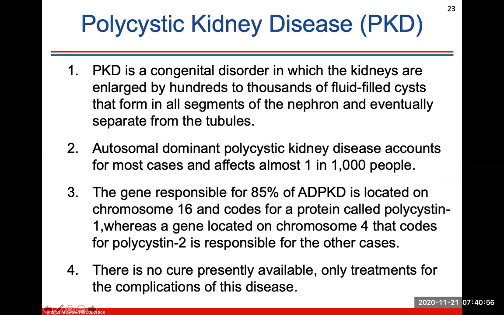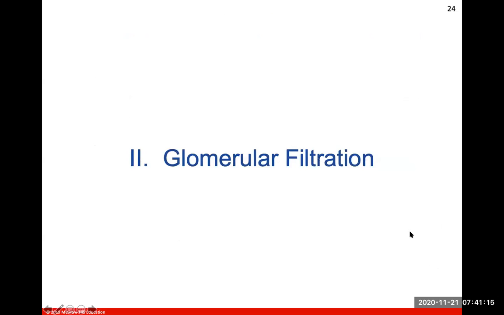Polycystic kidney disease would be a congenital disorder in which the kidneys are enlarged due to fluid-filled cysts. So it's an autosomal dominant gene that will get passed on down. There's no cure presently available. There's only treatments for the complications of this disease.